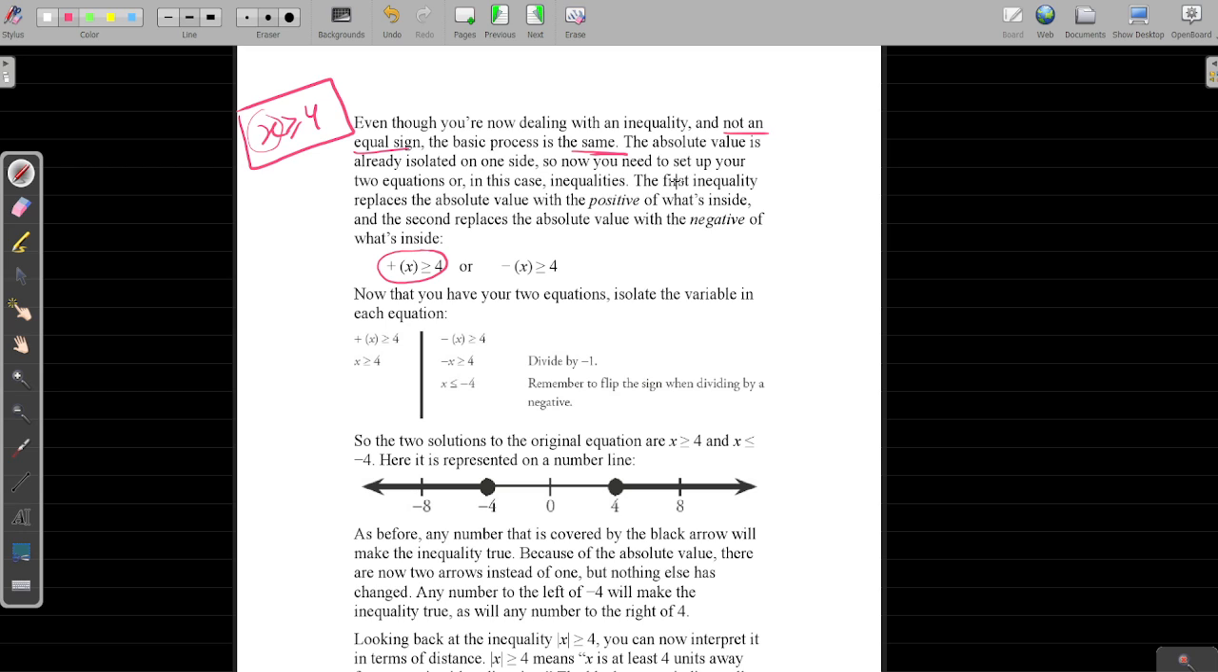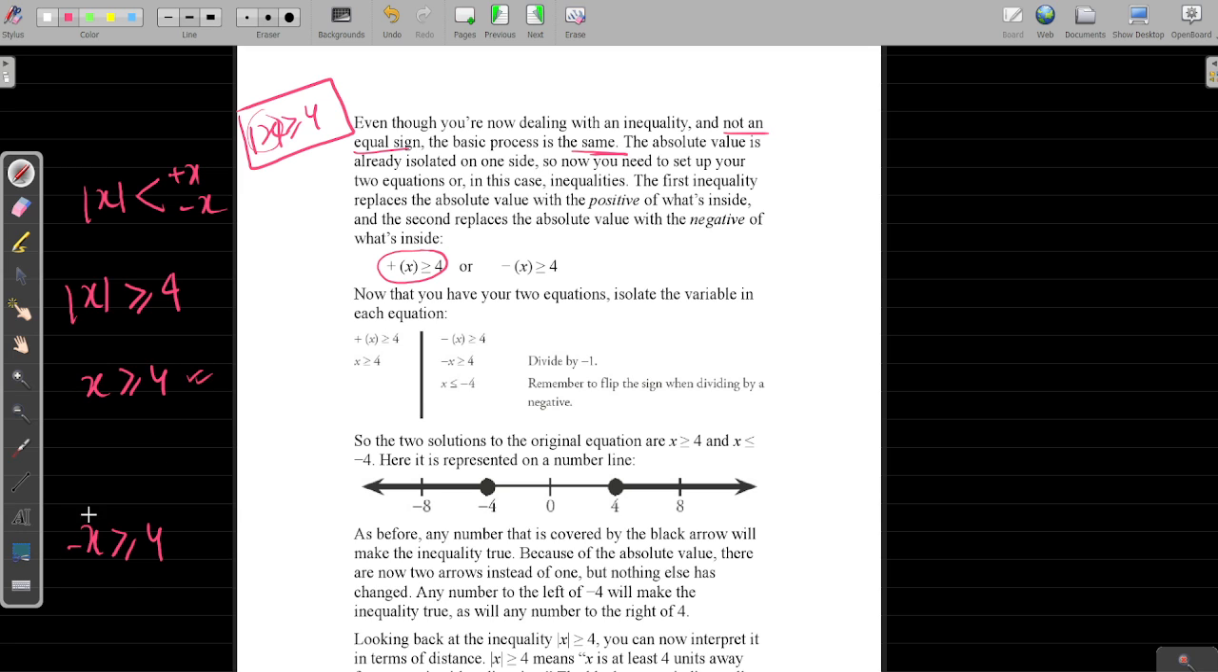So now you need to set up your two equations, or in the case of inequalities, two inequalities. For this one they have given not x, they have given modulus of x. You know this from my previous video. I have mentioned that modulus of x means it can be plus x, it can be minus x. That's why modulus of x greater than or equal to 4 means x greater than or equal to 4, or minus x greater than or equal to 4. So I write x greater than or equal to 4.